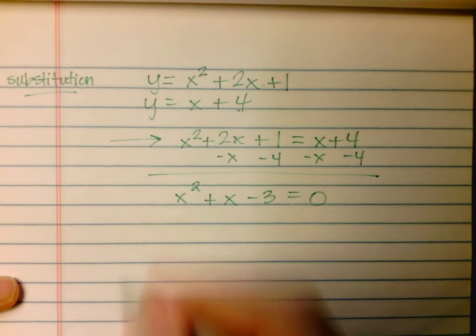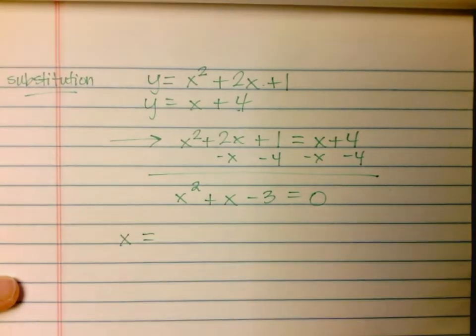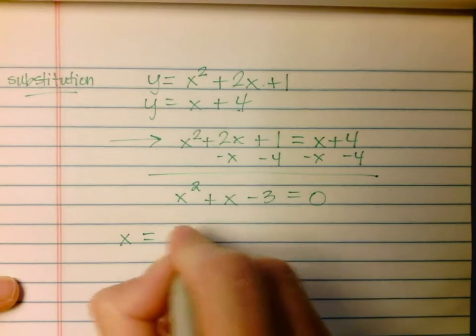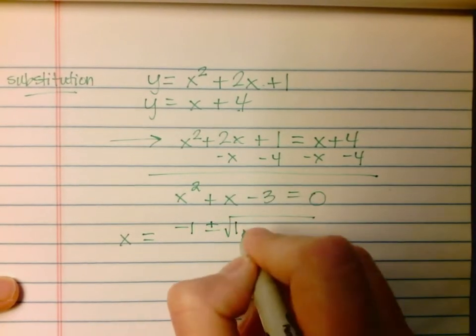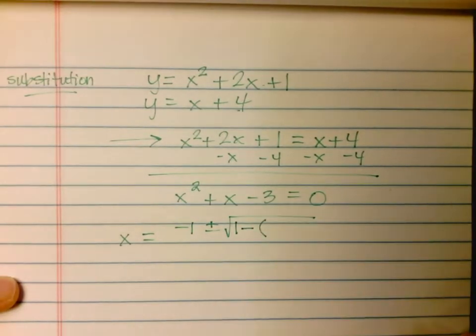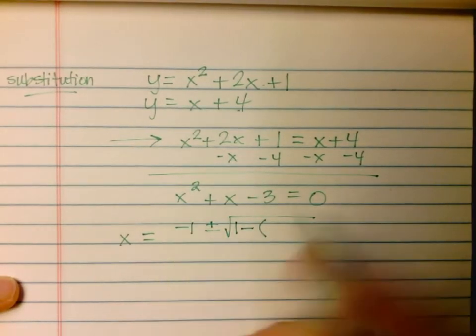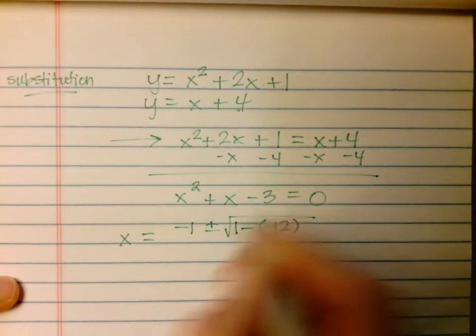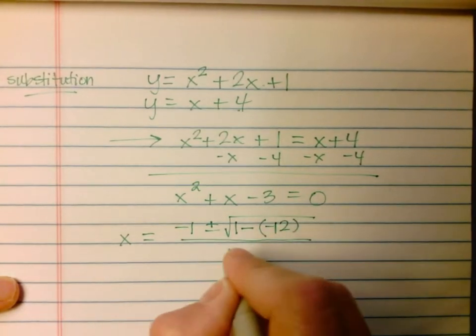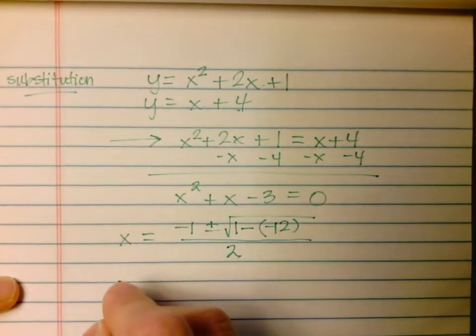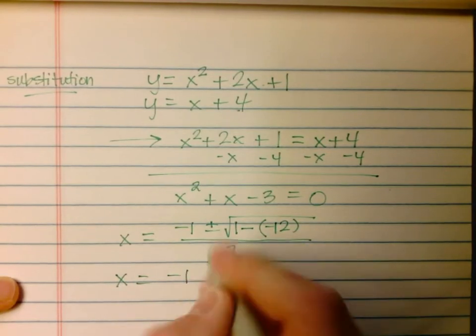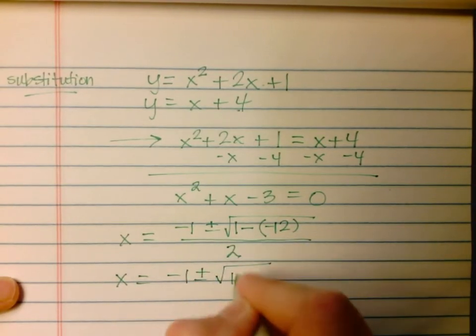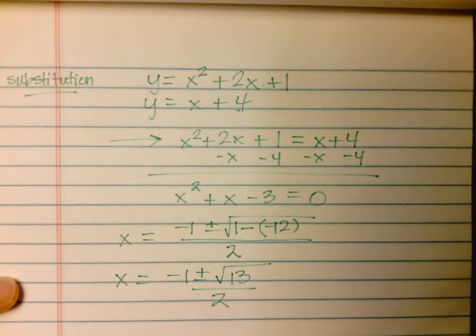So actually what I'm going to do is I'm going to use the quadratic formula. x is the opposite of b plus or minus the square root of b squared minus 4 times a times c, all over 2a. x equals negative 1 plus or minus the square root of 13, divided by 2.